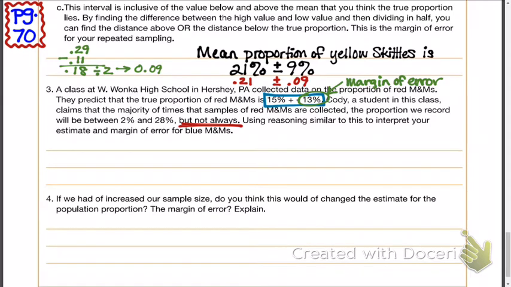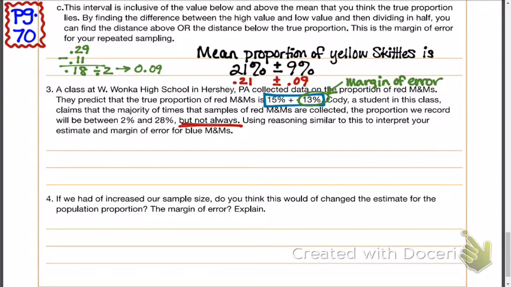How much of the data did we say we were capturing when we did our margin of error? 95%. So there's always going to be like these weird situations where you're going to get something that's like, man, half the package is red. That's not a common occurrence. It's a very, very rare occurrence. But 95% of the time, you're going to get somewhere between 2 and 28%, looking at what their margin of error was. I want to use similar reasoning to what we did with the yellow Skittles.